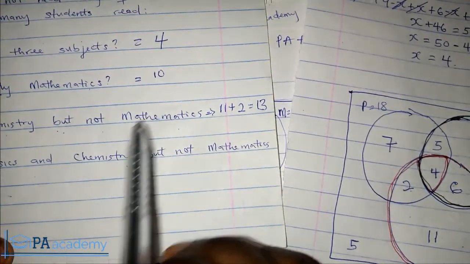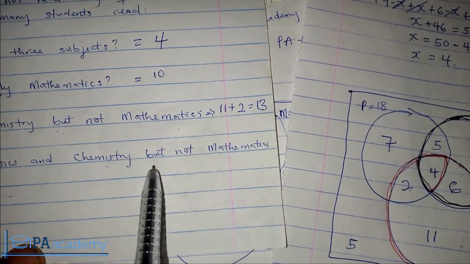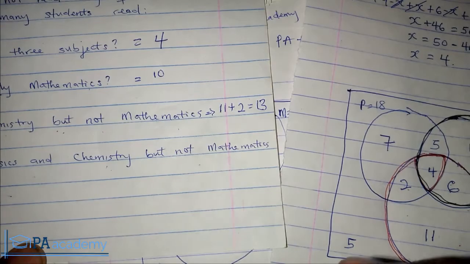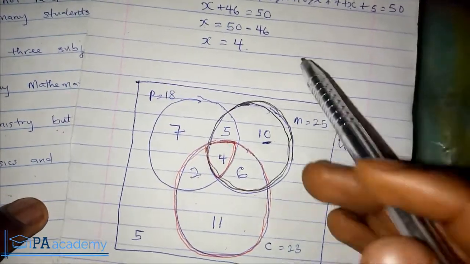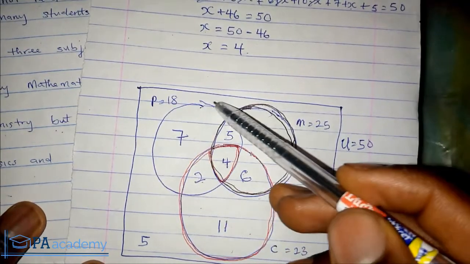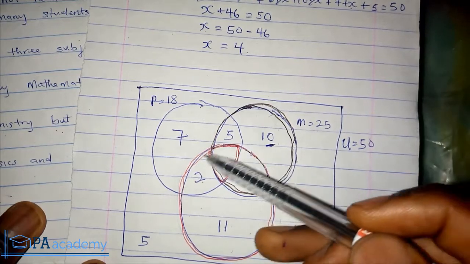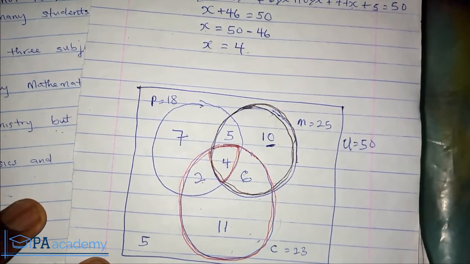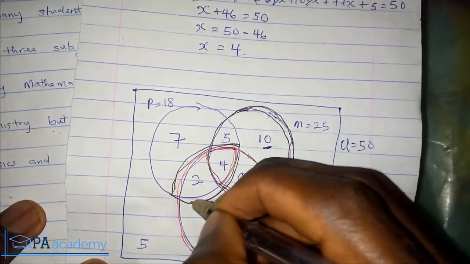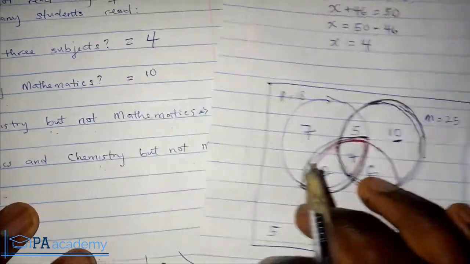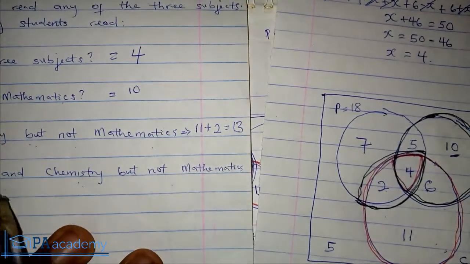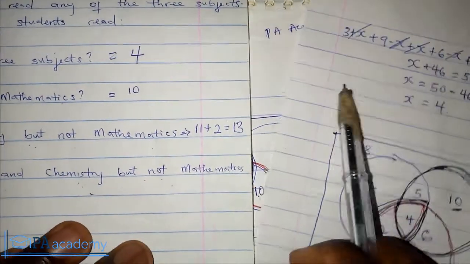So let's look at the last one. He said, how many students read physics and chemistry but not mathematics? First, this is the circle for physics, and this is the circle for chemistry. This is the part that joins them together, for physics and chemistry. Now we've gotten the part that combines physics and chemistry. But the question went further and said physics and chemistry, but not mathematics.